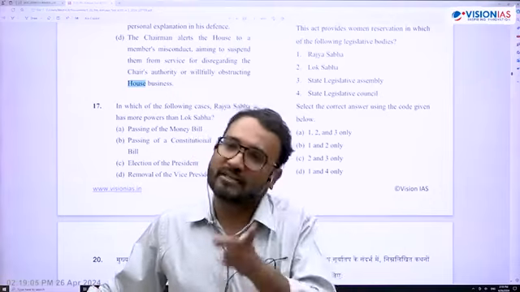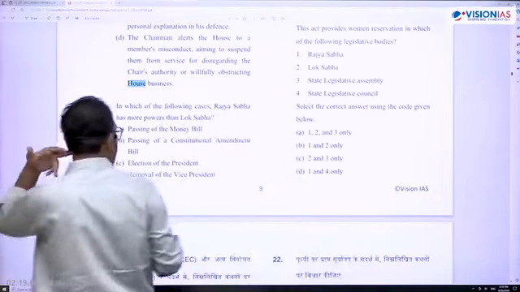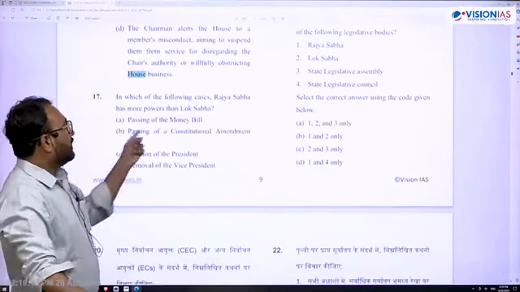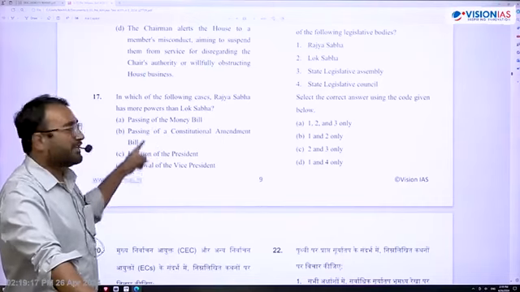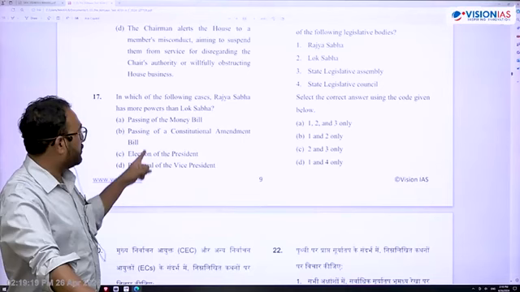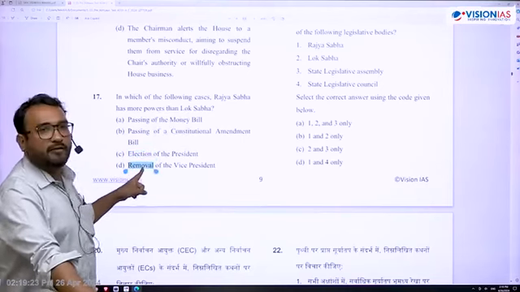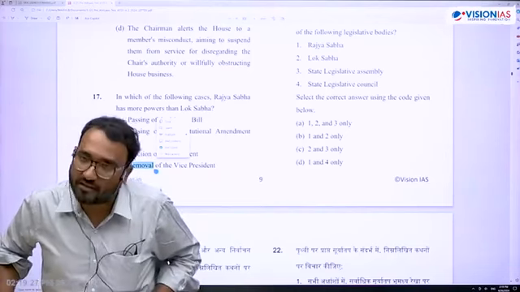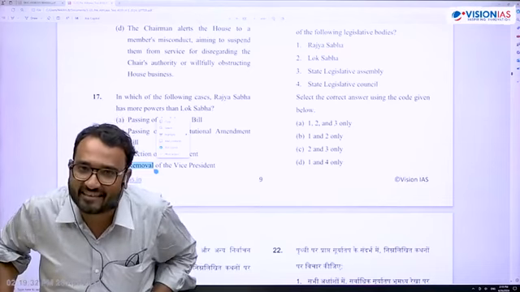I don't want to stretch this because it is important. You read Article 67, you will get the answer. In which of the following cases does Rajya Sabha have more powers than Lok Sabha? Constitution Amendment Bill, they have equal powers. Money Bill, Lok Sabha has more powers, Articles 109 and 110. Election of the President, Article 54, they both have equal power. Removal of the Vice President, Article 67, Rajya Sabha has more powers, because removal of the Vice President cannot be initiated in Lok Sabha, it can only be initiated in Rajya Sabha.